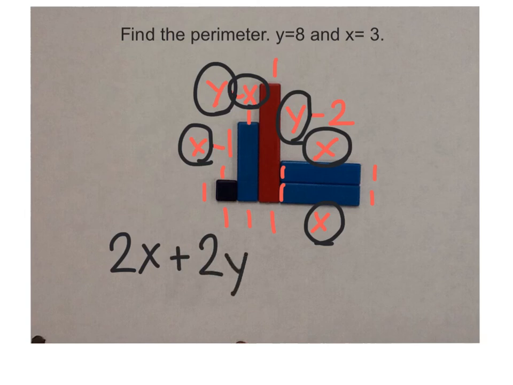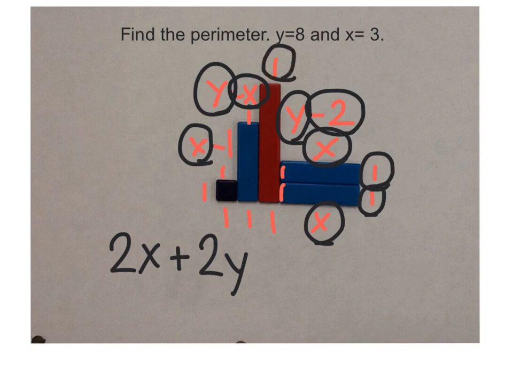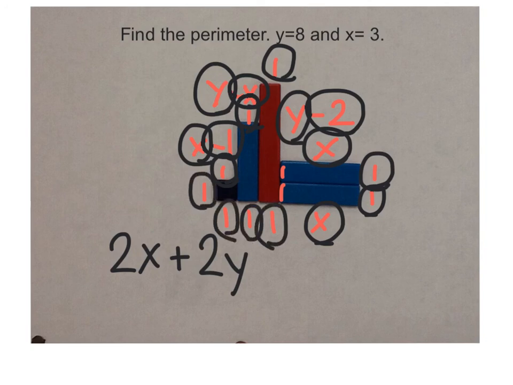And now let's combine all the 1's. 1, 2, there's minus 2, so I'm back to 0. Plus 1 is 1, 2, minus 1 puts me back to 1. Plus 1 is back to 2, then 3, then 4, then 5, then 6. So this comes out to 2x plus 2y plus 6.